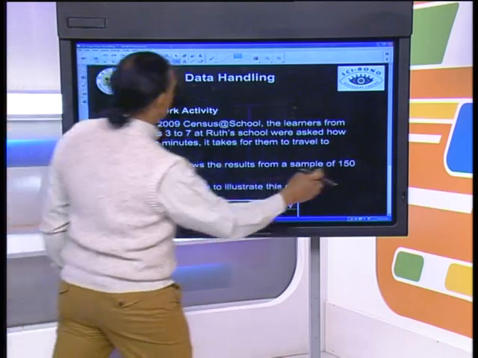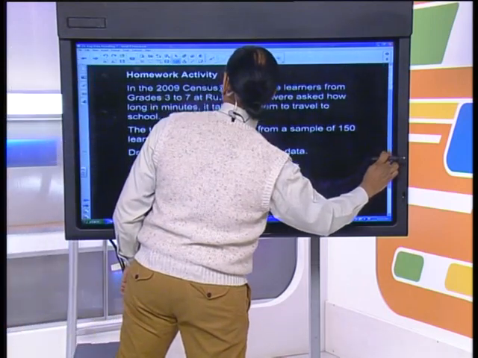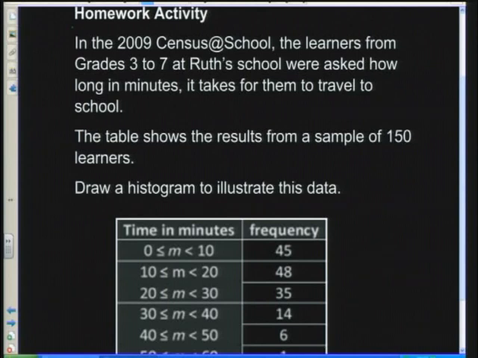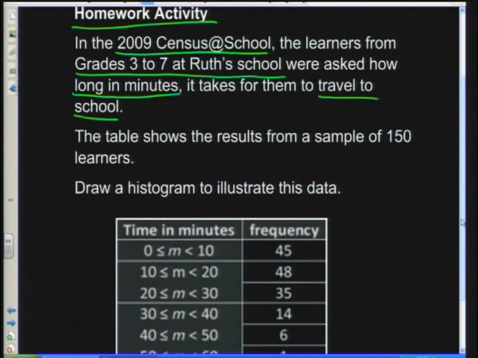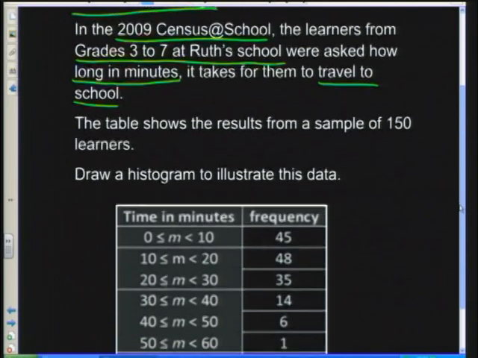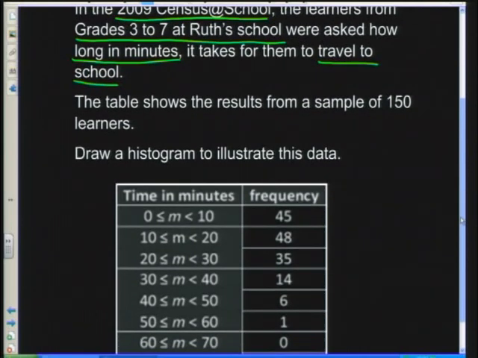All right. Now the homework activity. This is for your homework, guys. Take note. In the same 2009 census, the learners from grades 3 to 7 at Roos School were asked how long in minutes it takes for them to travel to school. Now the table gives you all the information. So you must use this table and draw a histogram.